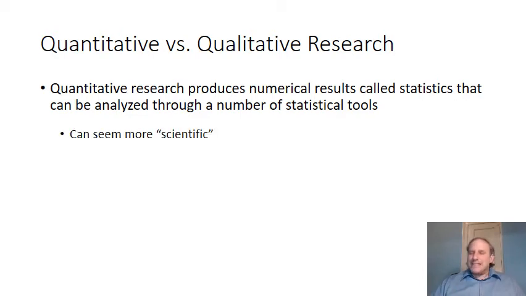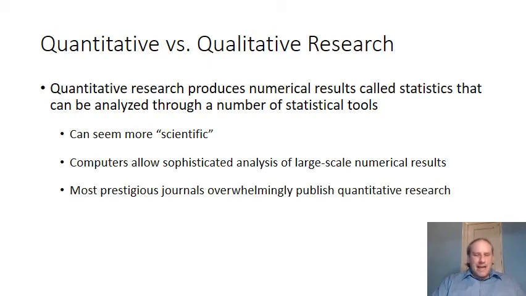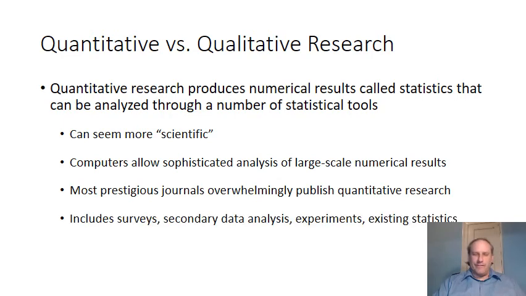Now, it does seem more scientific, lots of numbers. Computers allow incredibly sophisticated analysis of really large-scale numerical data sets. Many prestigious journals in the academic fields publish quantitative research. And that includes everything from surveys, secondary data, experiments, even existing statistics.